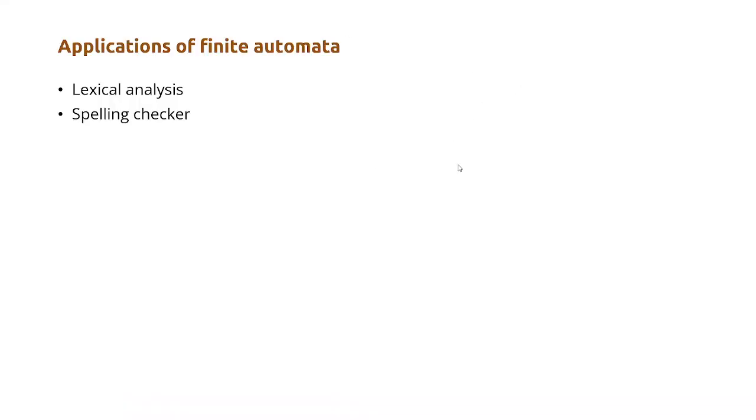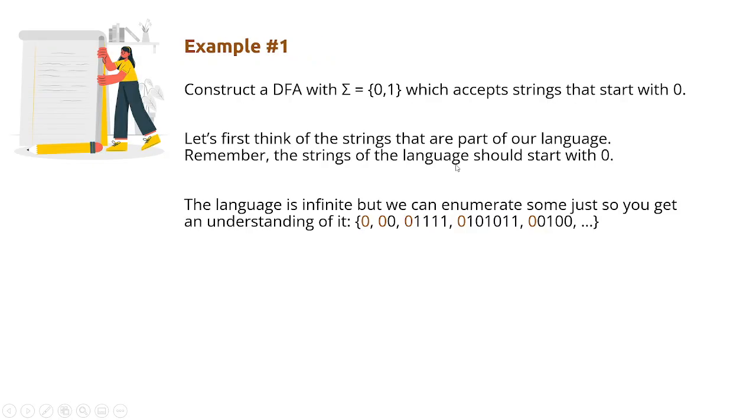So next, we have our first example. Construct a DFA with sigma equal to {0, 1}, which accepts strings that start with 0. So take note, the string must start with 0. What matters for our finite automaton is that it starts with 0. If it ends with another character, either 1 or 0, we do not care. The string is still going to be accepted.